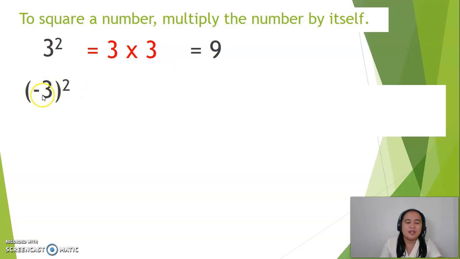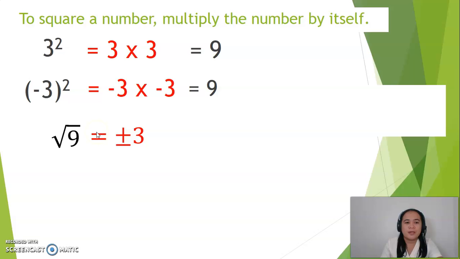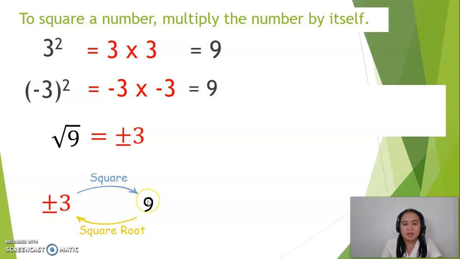Another example, if you're given negative 3 squared, it means negative 3 times negative 3 is equal to 9. So therefore, when you say square root of 9, there are two possible answers. It could be positive or negative 3. So take note, if positive 3 is squared, the result is 9. If negative 3 is also squared, the result is 9.